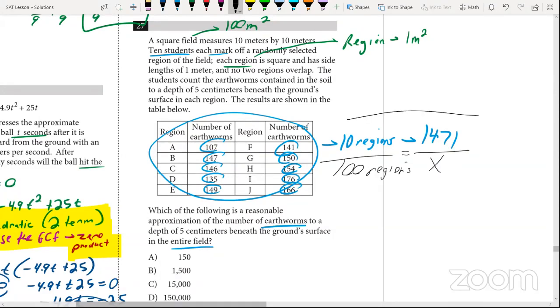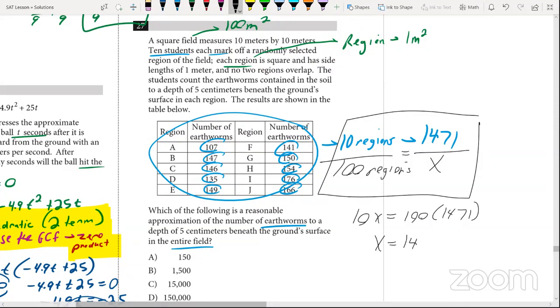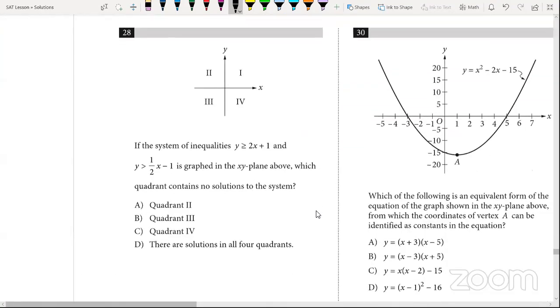And we can use a proportion to solve that out. Cross multiply, 10x equals 100 times 1,471. So multiply those out and then divide by 10. And we get x equals 14,710, which is closest to 15,000. And so the answer to 27 is C. Going over to number 28 now.